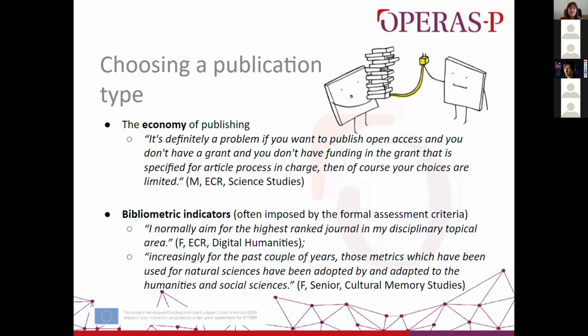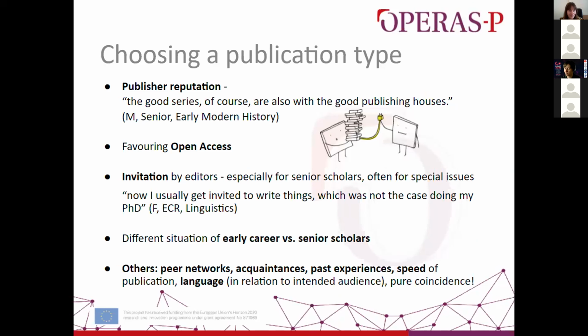Bibliometric indicators, especially for the younger scholars, in fact. The more senior scholars reported that they felt the freedom to move away from the bibliometric indicators, which was quite an interesting observation because they still usually encourage the younger colleagues to look at bibliometric indicators in order to advance in their careers. Publisher reputation was a huge factor, favoring open access overall, although it was usually not the most important issue to consider when choosing.